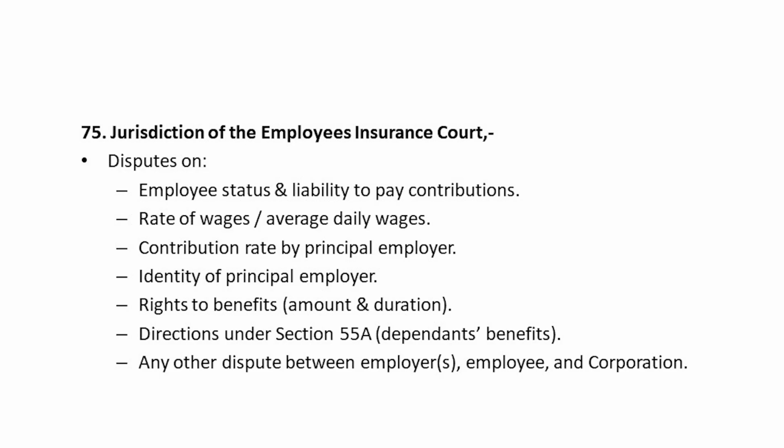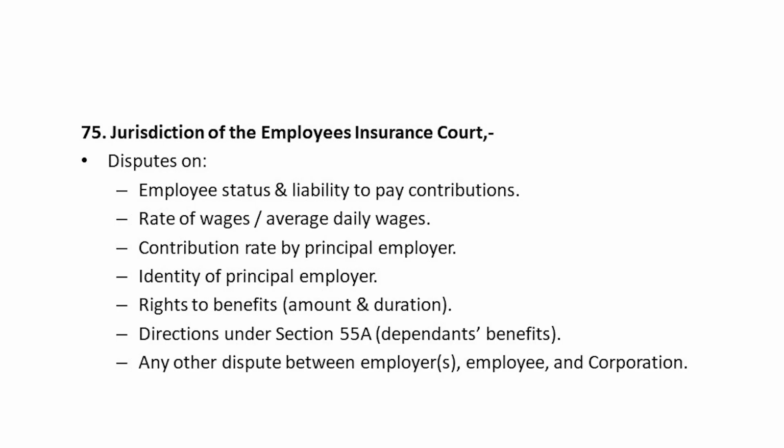The jurisdiction of the Employees Insurance Court is given in section 75, and it says which matters can be decided by the court: whether any person is an employee within the meaning of this act, whether he is liable to pay the employee's contributions, the rate of wages or the average daily wages of these employees for the purpose of this act, the rate of contribution payable by the principal employer in respect of the employee, who is or was the principal employer in respect of the employee, and the right of any person to any benefit, and the amount and duration thereof. So these kinds of directions can be issued, and the claims can be decided.